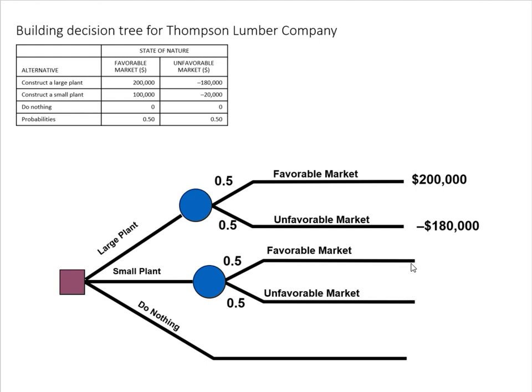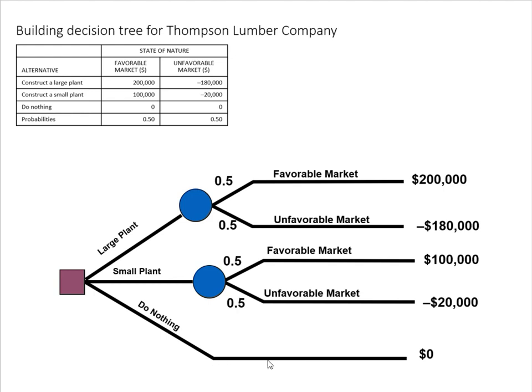There's no further event, so I'm going to just write the payoff for each outcome here. For favorable outcome with small plant, the payoff is $100,000 and it's minus $20,000 here, according to this table. Finally, if the company chooses not to do anything, there's no further event following this decision. So the payoff is simply going to be 0 because the payoff is 0 regardless of the market outcome. So there's no uncertainty, there's no circle over here.